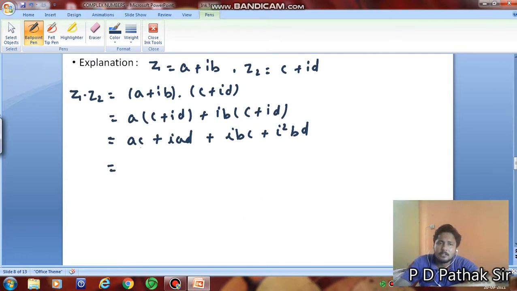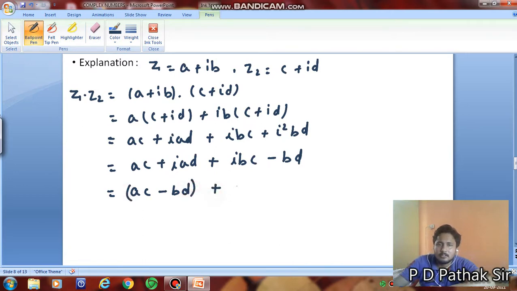Now take the real part. Real part means, one more step we have to do. Iota ad plus iota bc, but iota square means minus 1, so put minus 1 here. So we will get ac plus iota ad plus iota bc minus bd. Now take the real part. Real part means excluding i. So there are two terms, ac and bd. Combine these two terms, and take iota common, and then you will get ad plus bc.